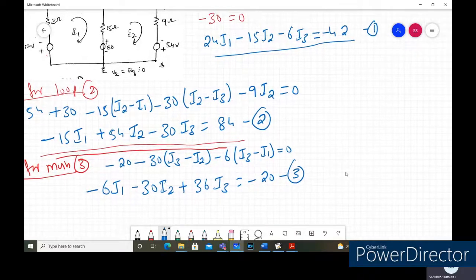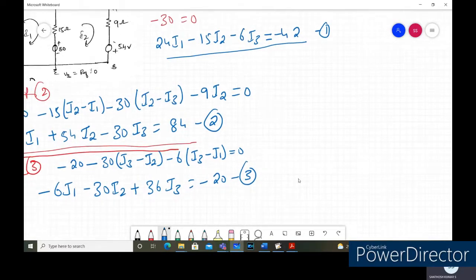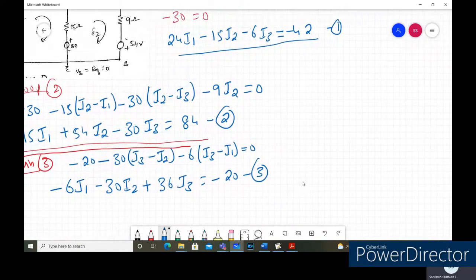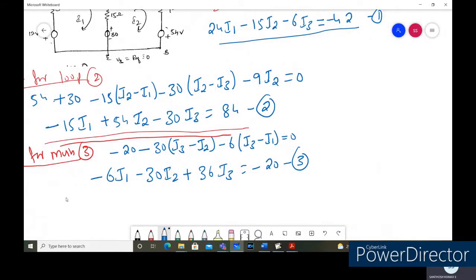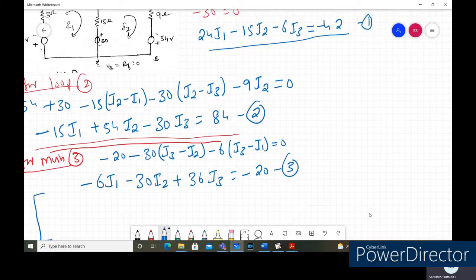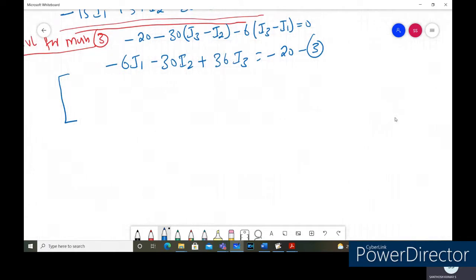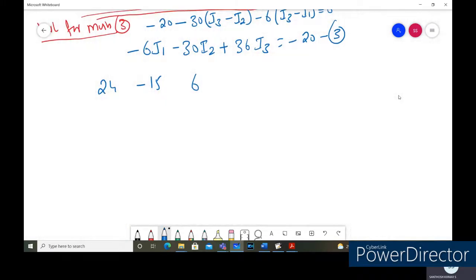Now what we shall do is represent this in the matrix format and evaluate the terms. So in the matrix form, from equation 1, we have 24, minus 15 and minus 6.